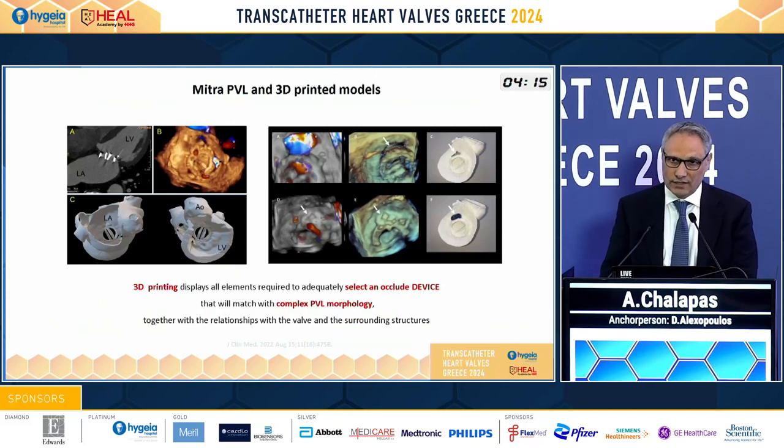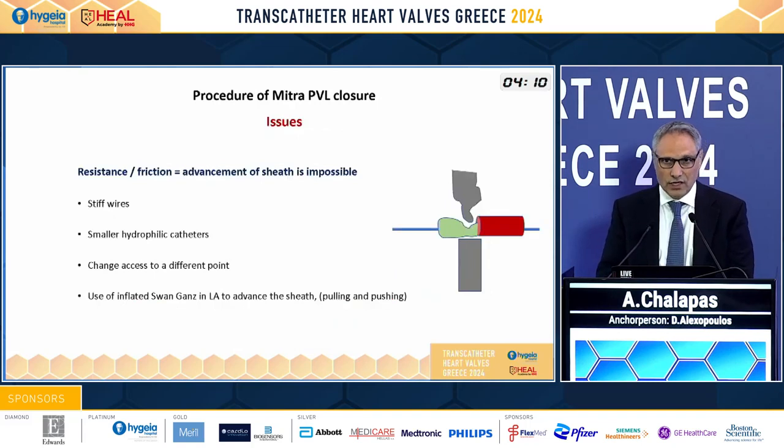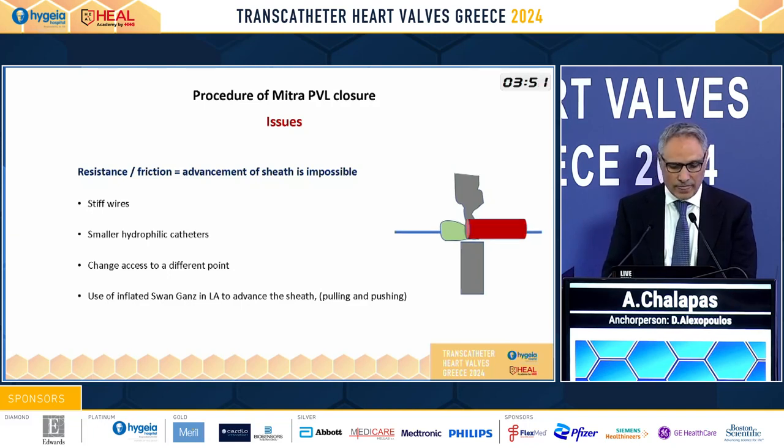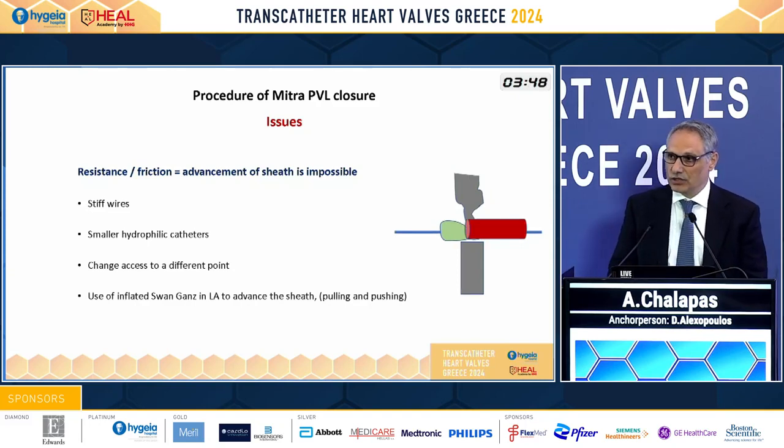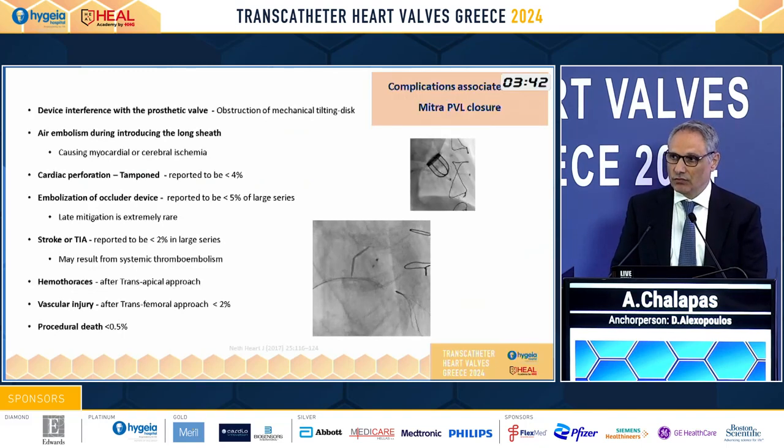Of course, although costly and expensive, 3D printing models can be used, especially in complex morphologies. And always during procedures we have to be aware of issues regarding resistance and friction in advancing our devices, by using different tips and tricks like stiffer wires or smaller hydrophilic catheters if that's possible, and the so-called snare cans. By pushing and pulling technique, we can overcome such restrictions.